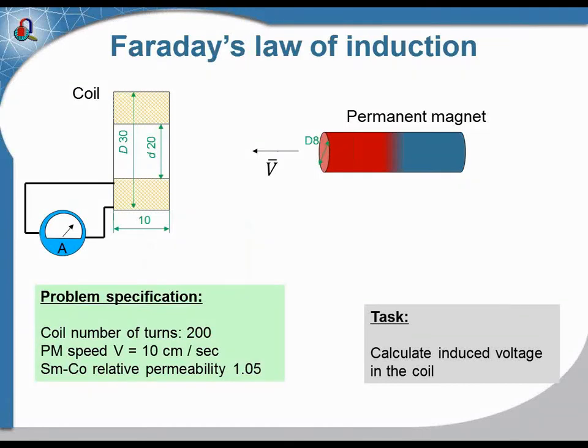Here we will try to simulate Faraday's experiment with a permanent magnet moving in the coil. The coil is motionless, the permanent magnet is moving inside the coil, so following Faraday's law, the electric current is induced in the coil. Our task is to simulate this.